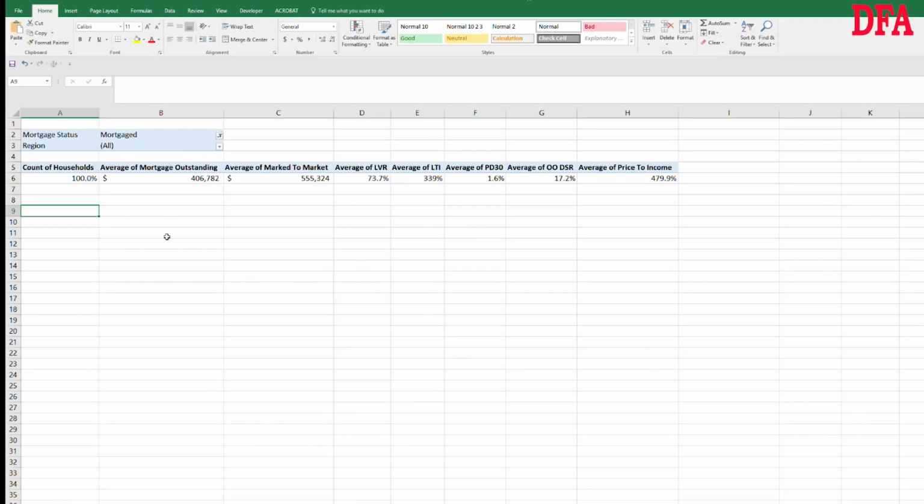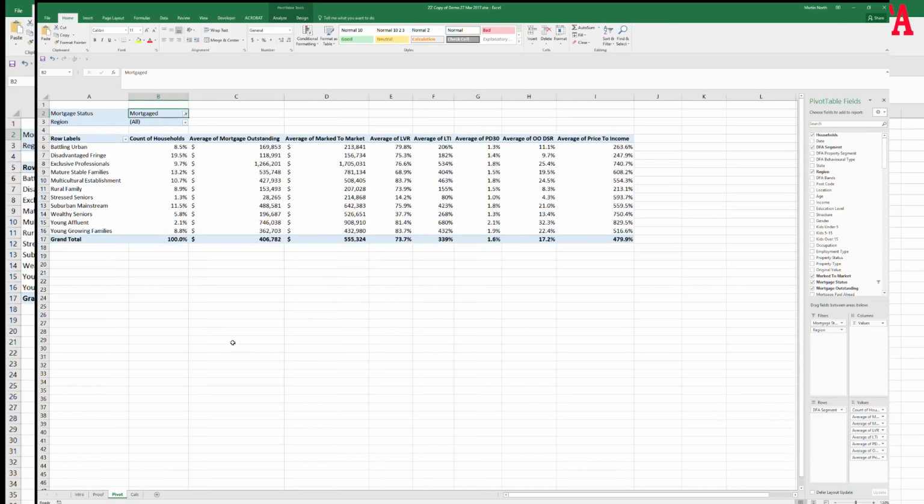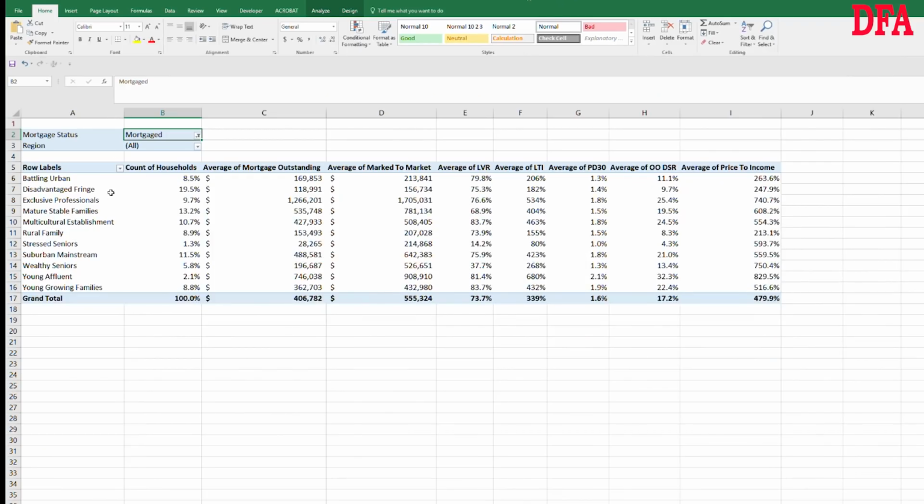Now, what we can do is look at this through all sorts of different lenses. For example, one of the lenses that we have available to us is our core segmentation. If we drop our core segments into the picture, that's now changed the view somewhat. We're still looking at all mortgaged households, but now we're looking across our different household segments.